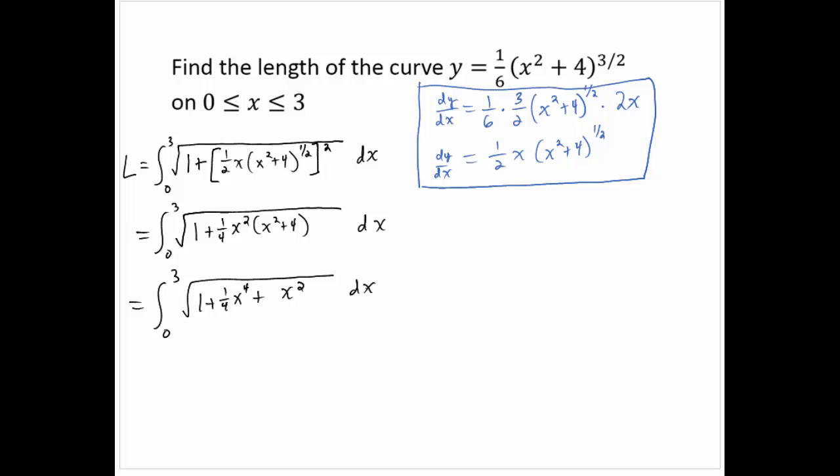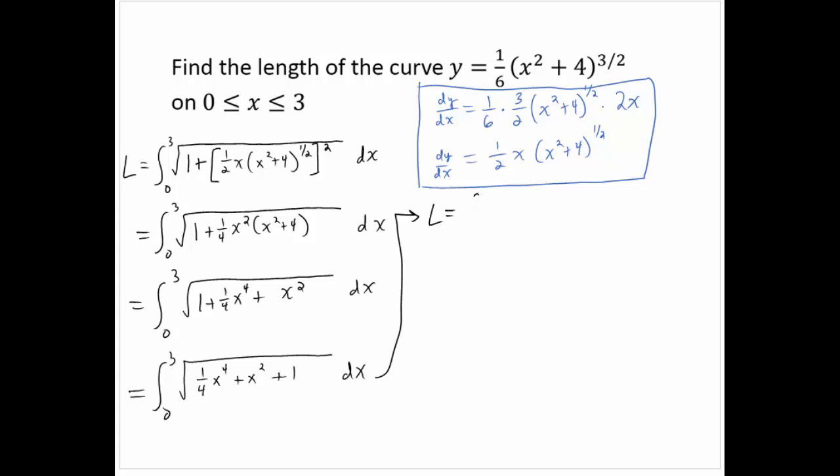Alright, now I'm going to rearrange the terms underneath the radical, giving me the integral from 0 to 3 of the square root of 1/4 x to the 4th plus x squared plus 1 dx. Now, remembering some stuff that I've learned from algebra, I notice that the radicand, what's underneath the radical, is actually a perfect square trinomial. And in fact, this arc length is equal to the integral from 0 to 3 of the square root of (1/2 x squared plus 1) quantity squared.